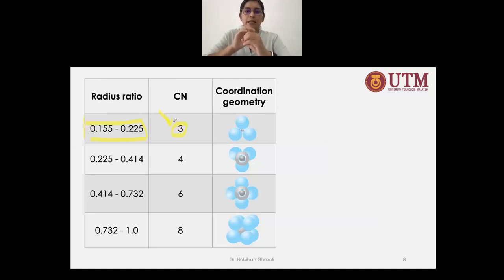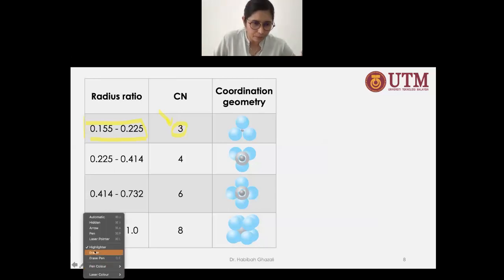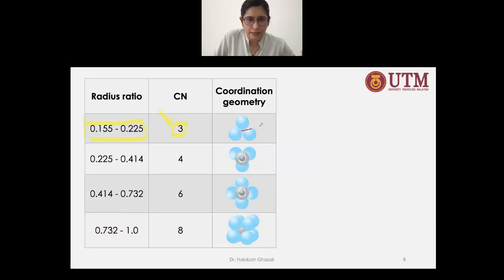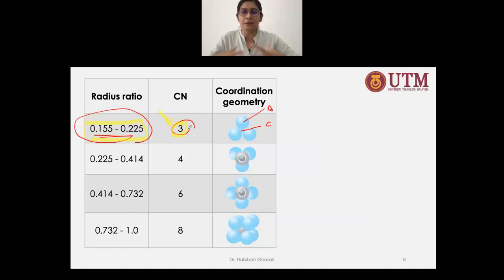Coordination number is how many atoms are neighboring the one atom that you look into, in any position. In module 2 we looked into metals, but this time we're looking at ceramics, so there's cation and anion. Here we have this cation and this is anion. When the radius ratio between cation and anion is in this range, it means that this material has coordination number three, which is three neighboring anions surrounding one cation.